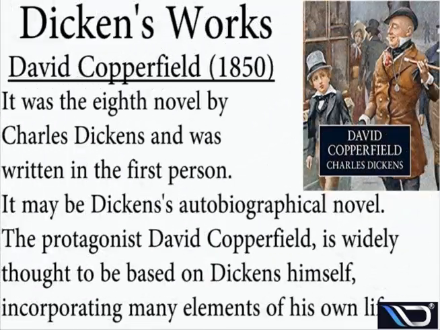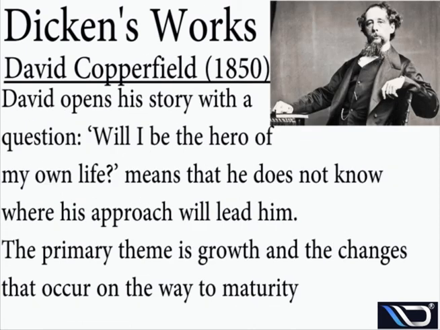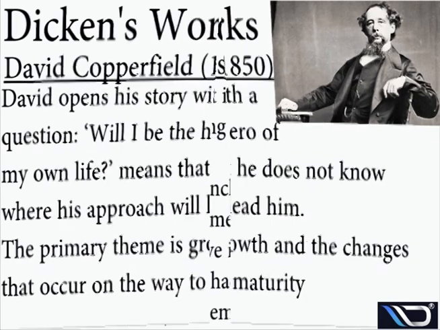David Copperfield, 1850. It was the 8th novel by Charles Dickens and was written in the first person. It may be Dickens's autobiographical novel. The protagonist David Copperfield is widely thought to be based on Dickens himself, incorporating many elements of his own life. David opens his story with the question, "Will I be the hero of my own life?" Means that he does not know where his approach will lead him. The primary theme is growth and the changes that occur on the way to maturity.